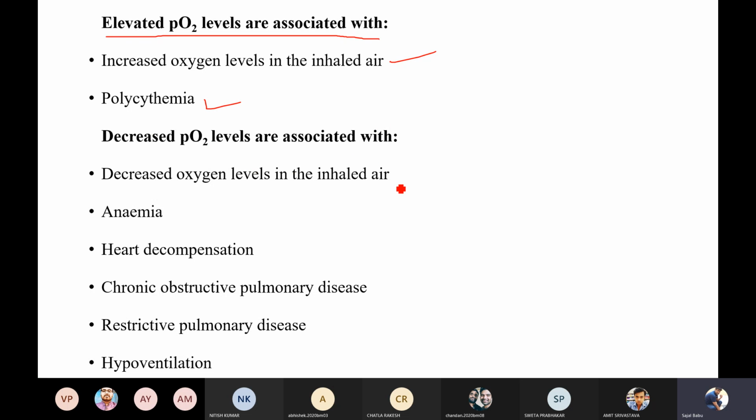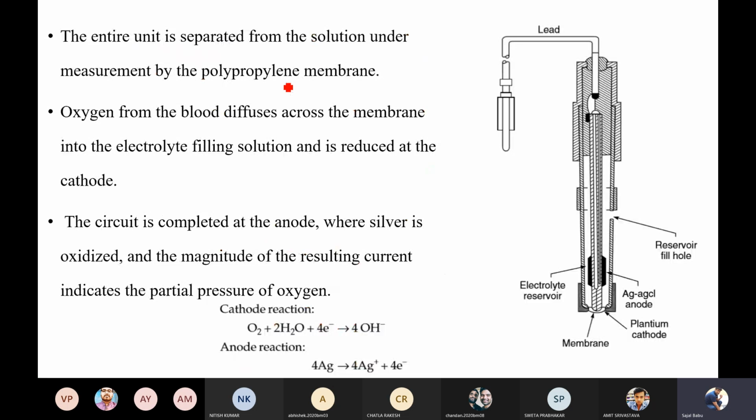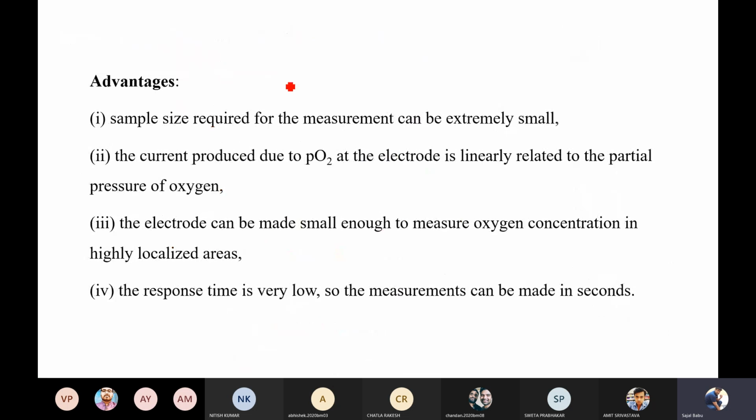Decreased PO2 level will be due to decreased oxygen level in the inhaled air. You are inhaling air that has less oxygen, then your PO2 will get reduced. Or if you have anemia, or heart decompensation, or chronic obstructive pulmonary disease, or restrictive pulmonary disease, or hypoventilation, that means you are in a place where you do not have proper ventilation. So this may be the reason for decrease in PO2 and that may be the reason for increase in PO2. Have you understood the previous one? Because this will be the last slide, I think.